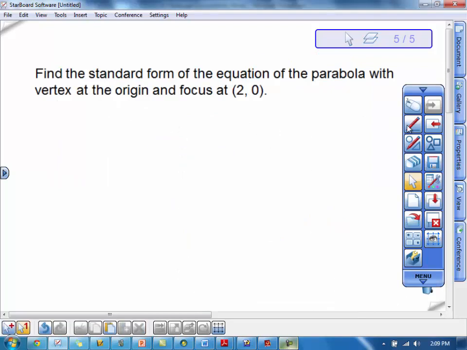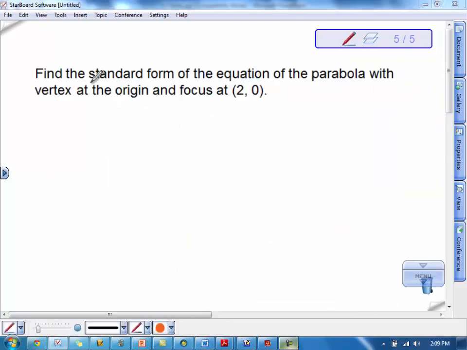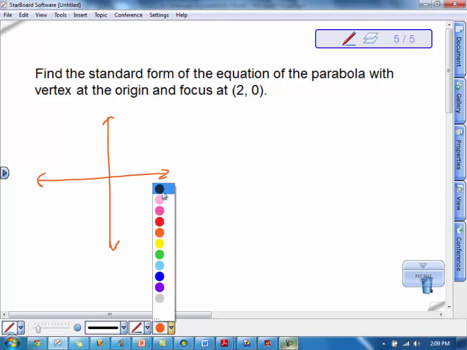Okay, let's do a quick example then of the equation of a parabola with vertex at the origin. All right, so this is a parabola, vertex at the origin and focus at (2, 0). So we're going to graph this real quick. Focus is at (2, 0), which is right here, and the vertex is at the origin.